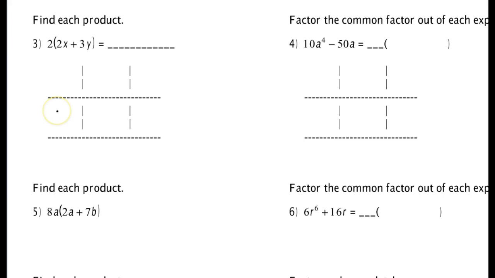Alright, so once again, when you're factoring, that means you're doing the box backwards. So we have this. Right. Now, what can go into 10 and 50? Negative 5 and 2, right? What else?